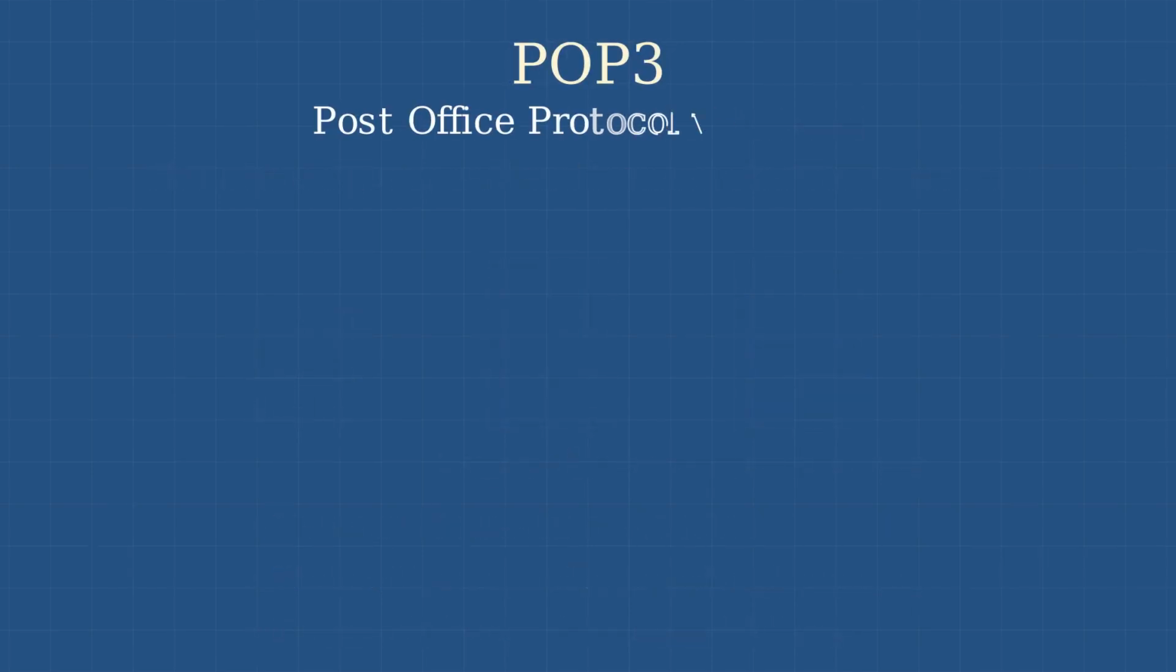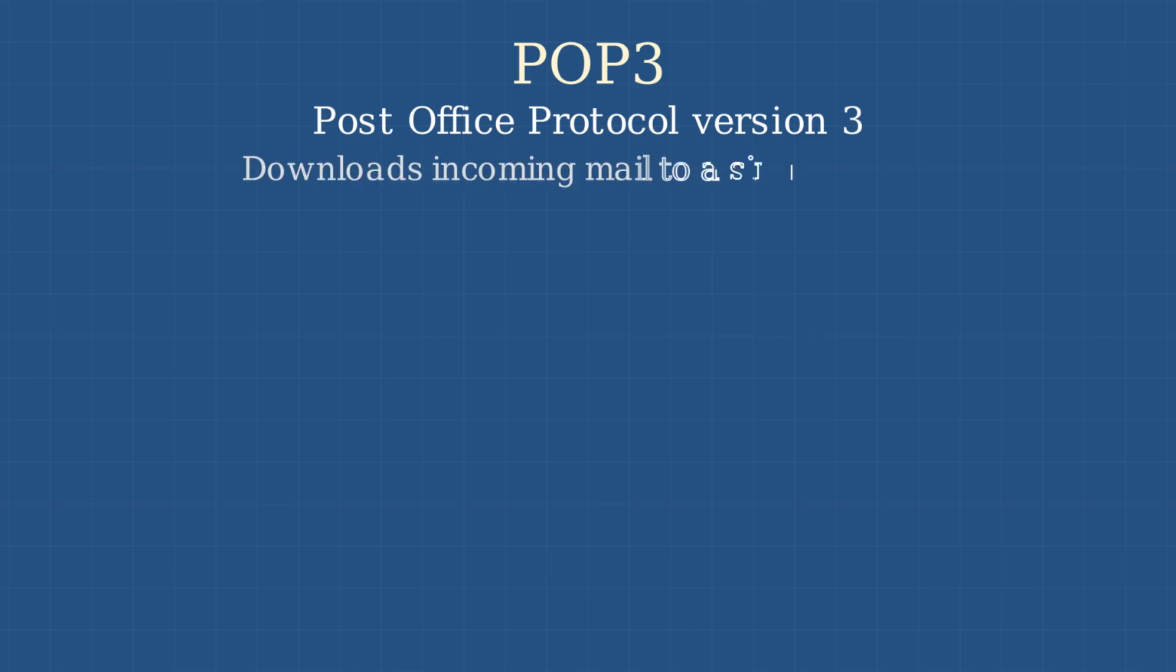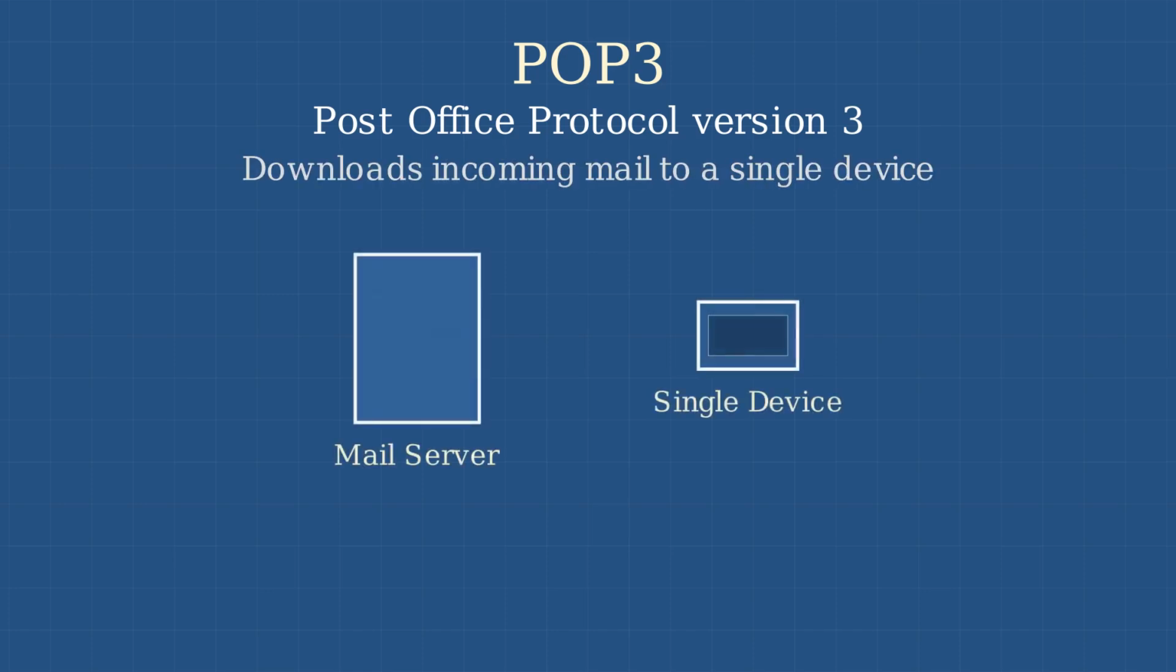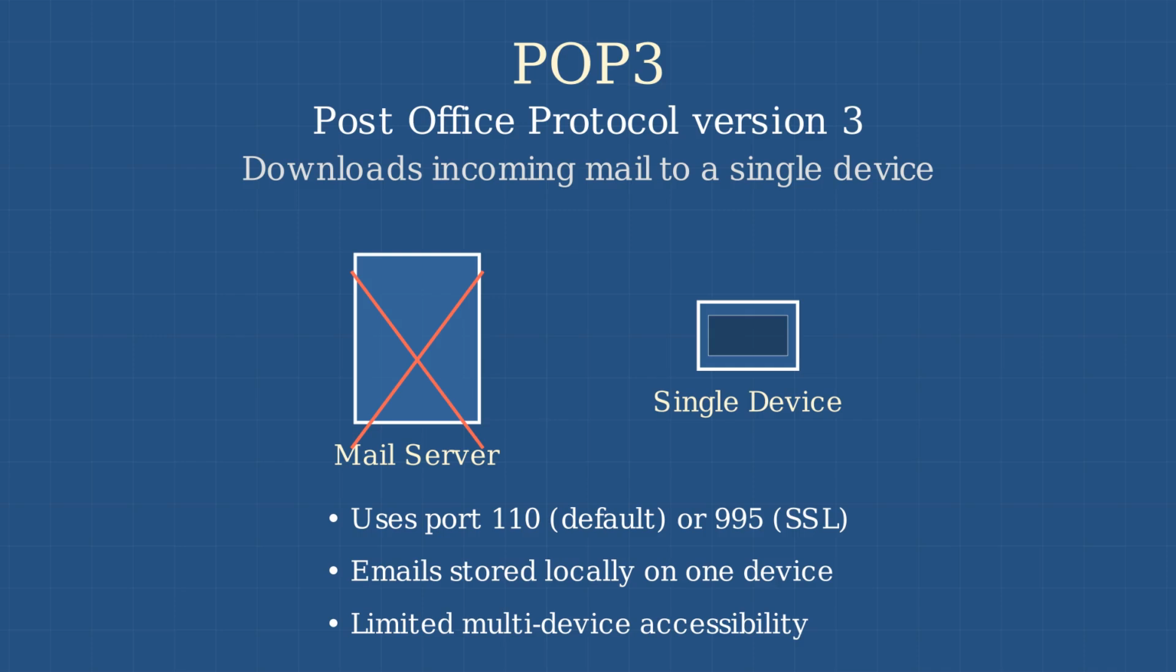Next is POP3, or Post Office Protocol version 3. This protocol handles retrieving incoming email. With POP3, your device connects to the mail server and downloads all your messages. Typically, POP3 removes the emails from the server after they are downloaded to your device. POP3 operates on port 110 or 995 with SSL encryption. Since emails are typically stored only on the download device, this limits access across multiple devices.